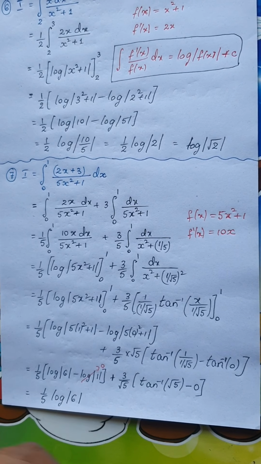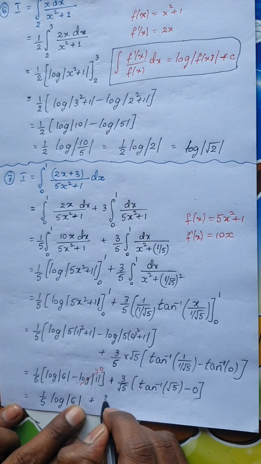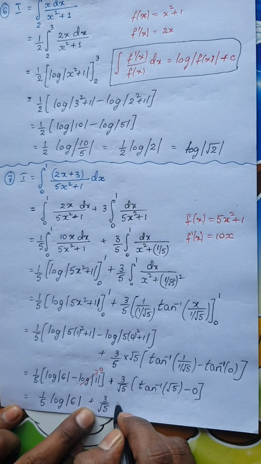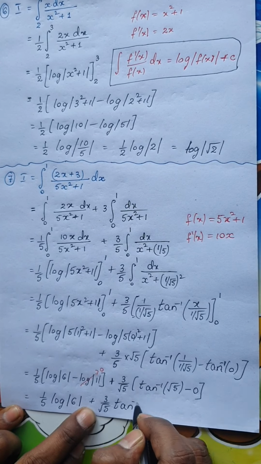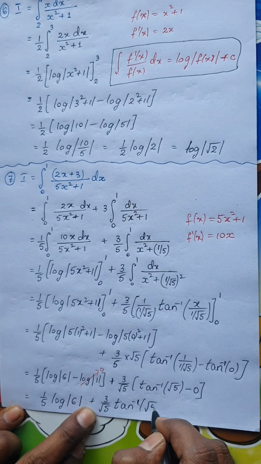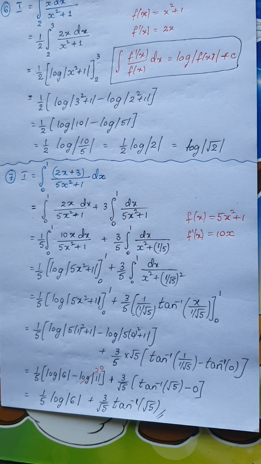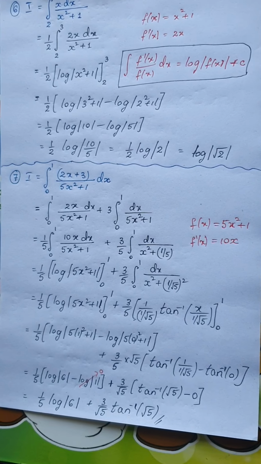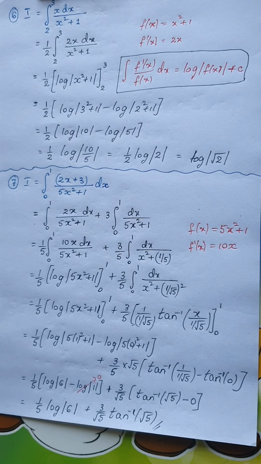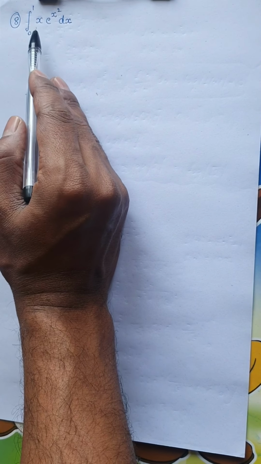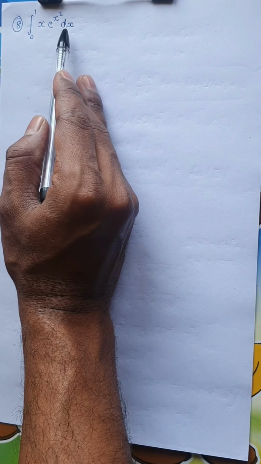Okay, so finally plus 3 divided by root 5 into tan inverse of root 5. So this would be the final answer for the above given definite integral. Okay? Shall we move on to the next question? Moving on to the next integral, we have integral of x into e power x square dx.